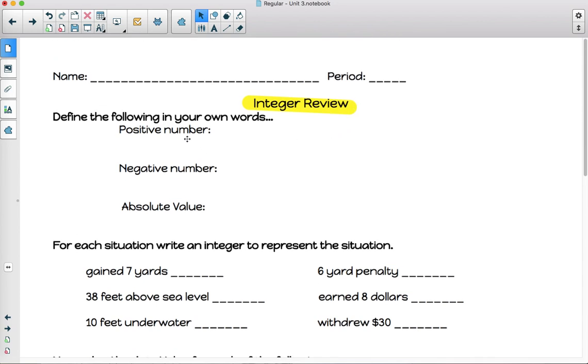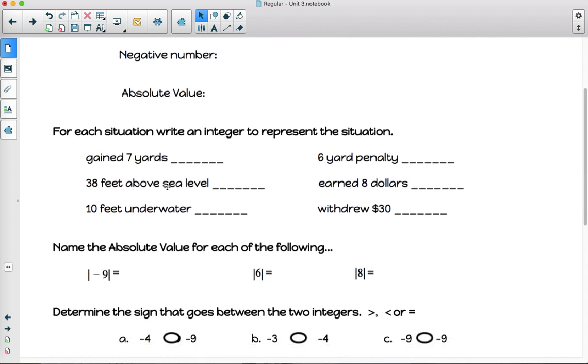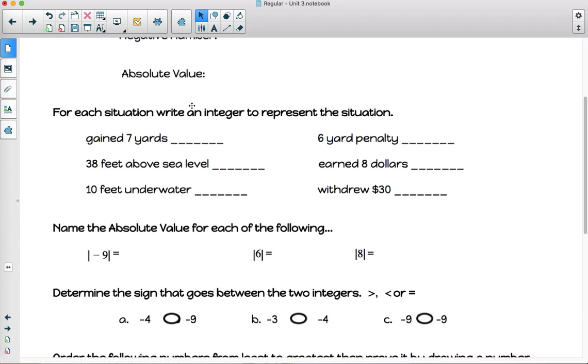You need to define these vocabulary words: positive number, negative number, absolute value. We just did that, so it should be fresh in your brain. And then in this section, you have to write an integer to represent each situation. So I'm going to do just 1 or 2 examples with you here real quick.